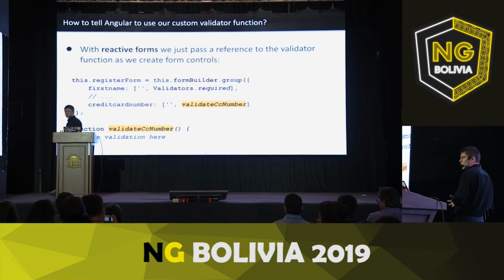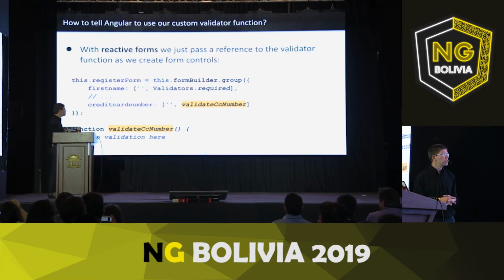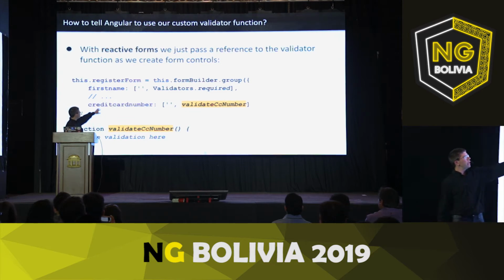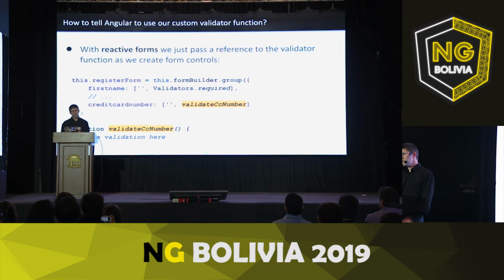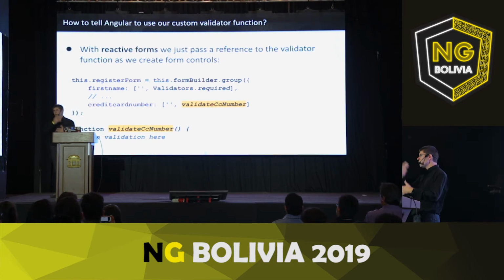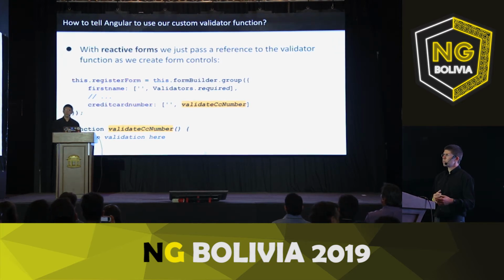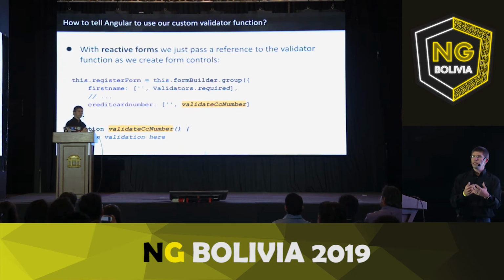So once we create that function, and I'm going to do that in a few seconds, we are going to use it to validate a credit card number. That function, I'm going to call it validateCCNumber. And I'm going to do my validation in that function, to make sure that the credit card number is valid.